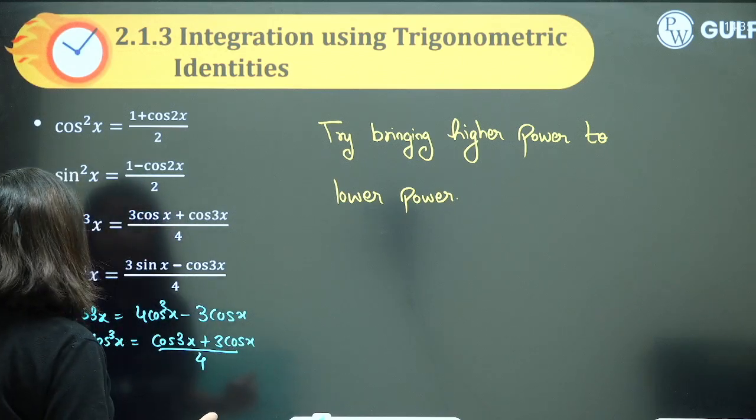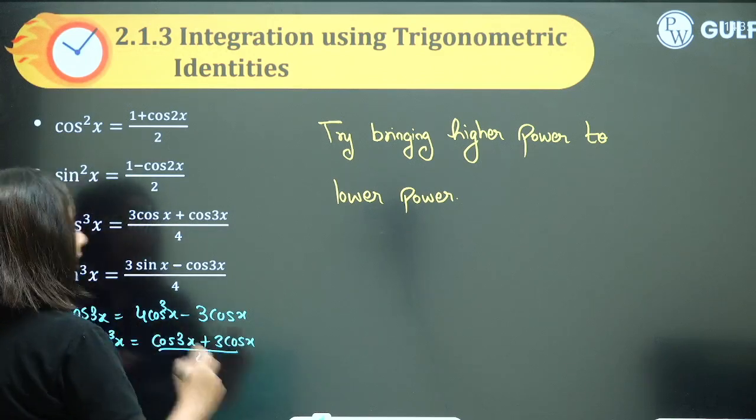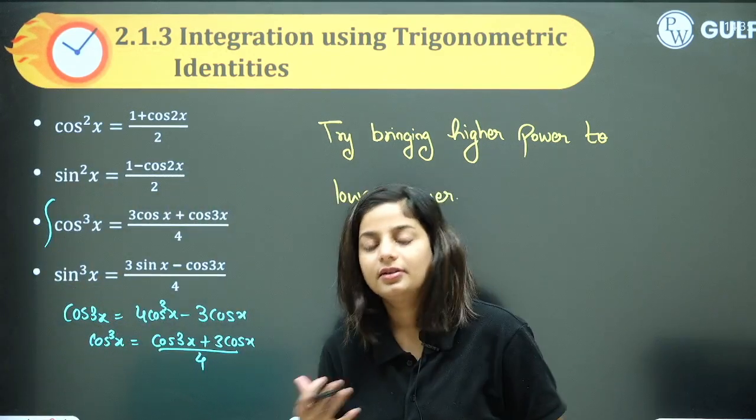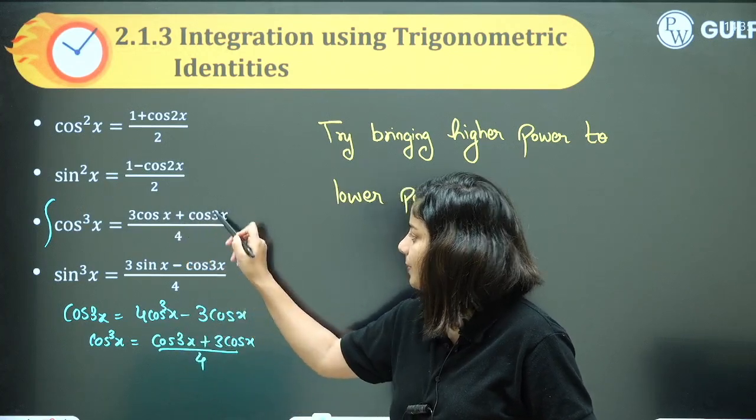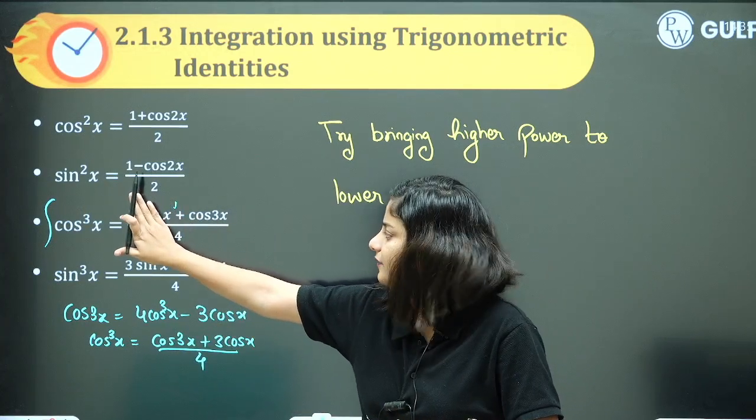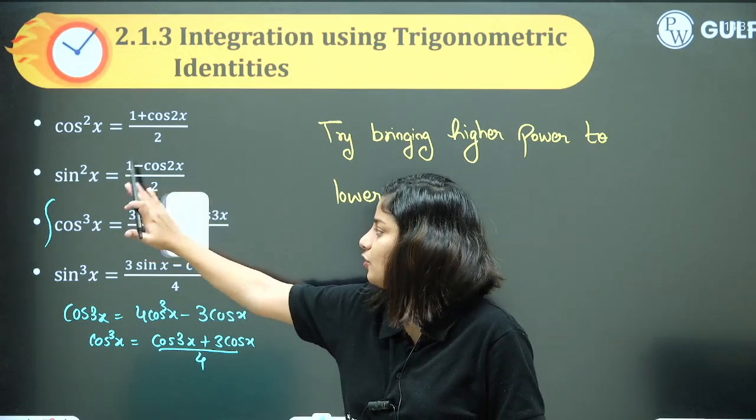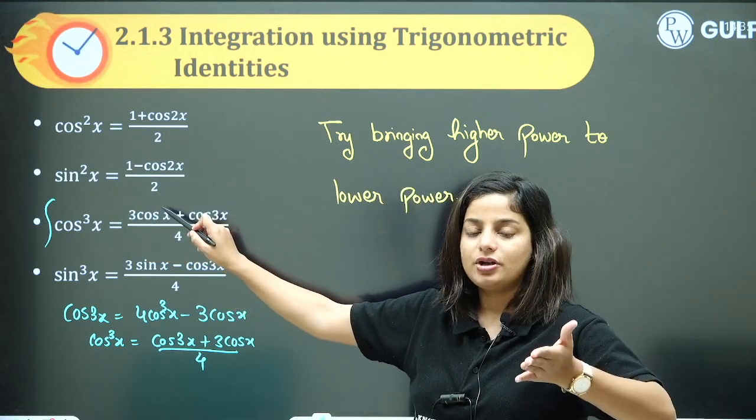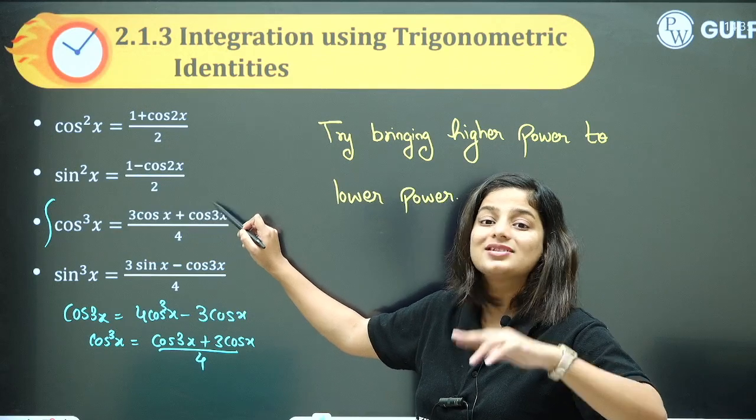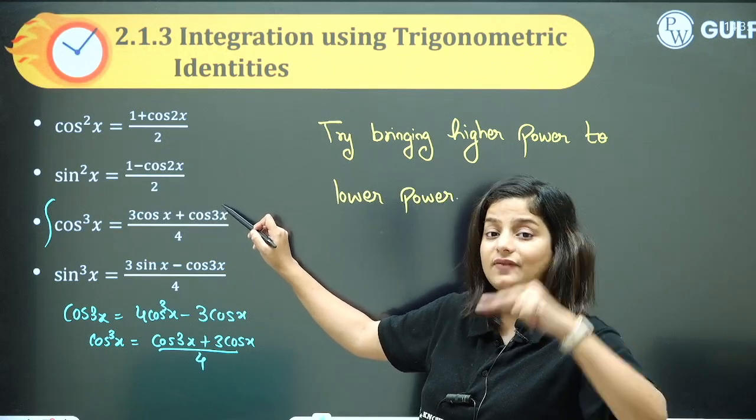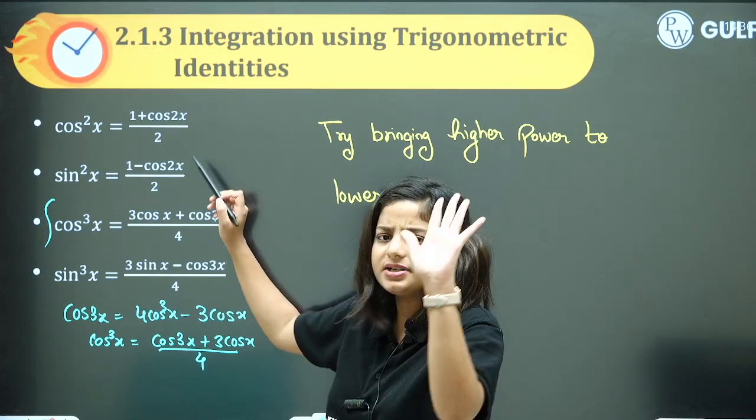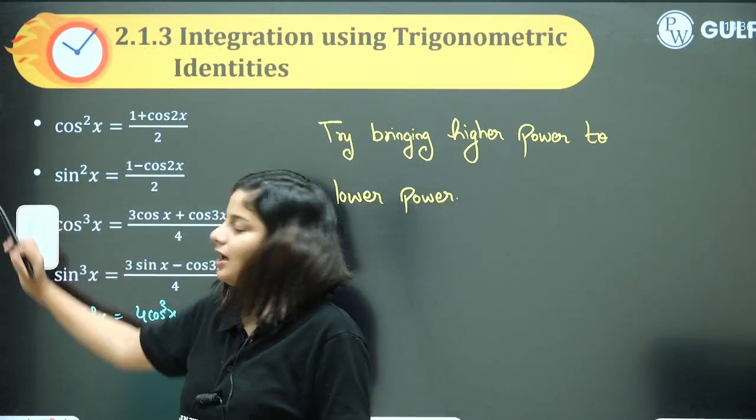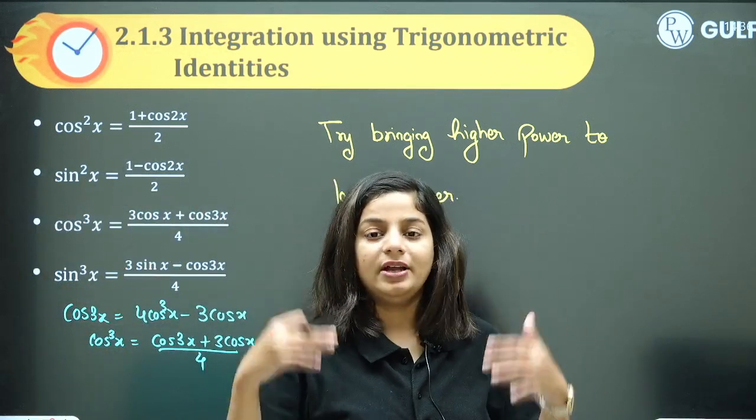So if you have the integral of cos cube x, use this formula and make it linear. Can you see now the powers are linear? You can easily find the integration of cos x and of cos 3x. Integration of cos x is sin x, integration of cos 3x is sin 3x divided by 3. We divide by the coefficient of x, and 1/4 is a constant, so it comes out. That's how we always try to bring a higher power to a lower power.